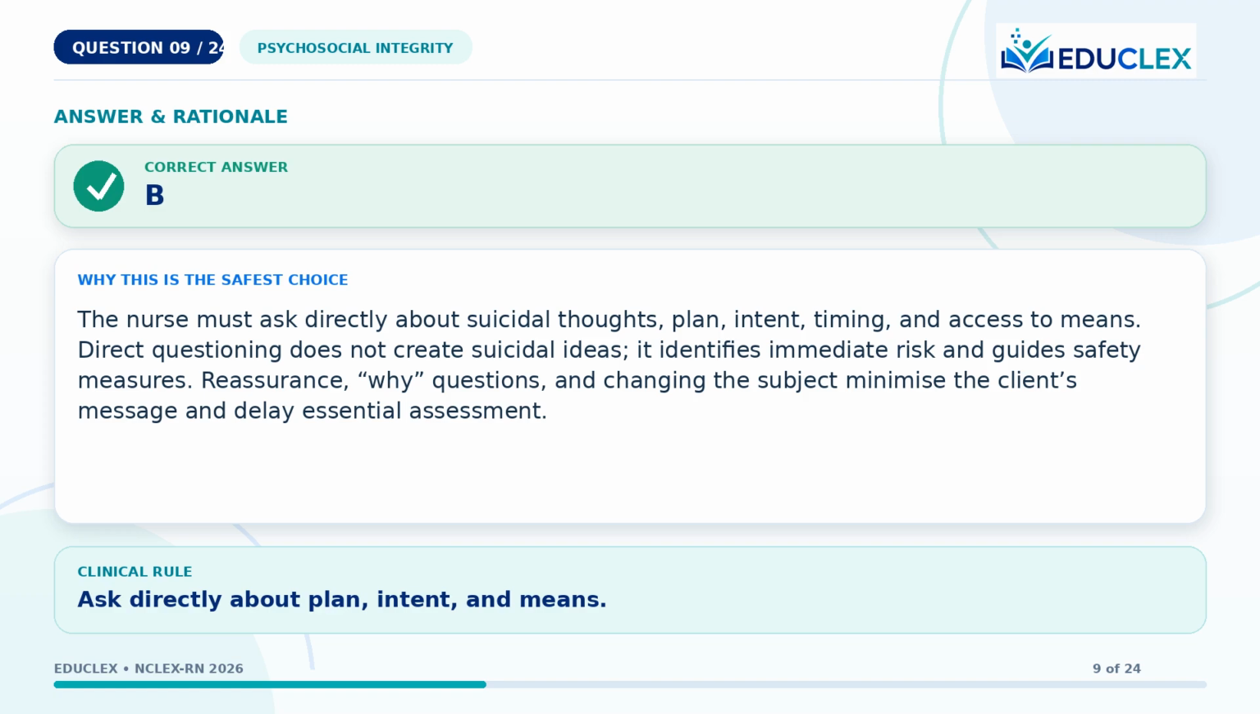The correct answer is B. The nurse must ask directly about suicidal thoughts, plan, intent, timing, and access to means. Direct questioning does not create suicidal ideas. It identifies immediate risk and guides safety measures. Reassurance, why questions, and changing the subject minimize the client's message and delay essential assessment.